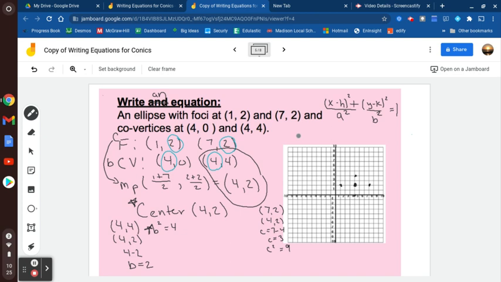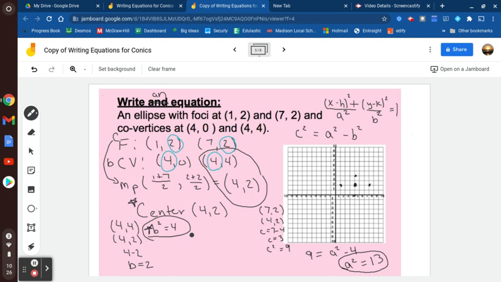All right, so now we need that little equation. c squared is equal to a squared minus b squared. So we're going to have 9 is equal to a squared minus 4. A squared is equal to 13. I'm so lost. I'm not going to be able to remember this all.